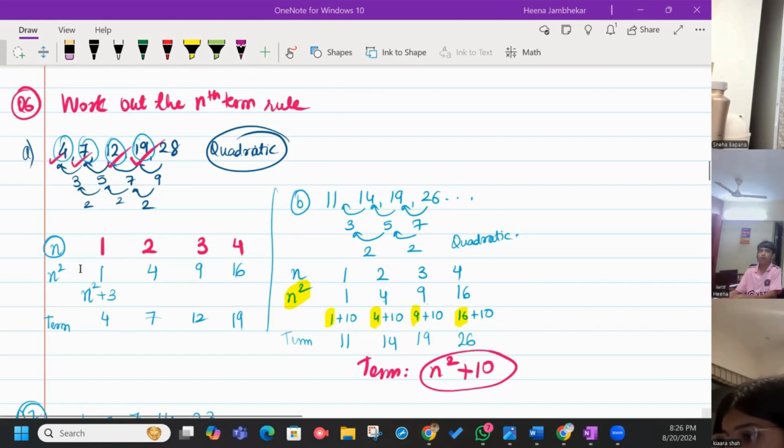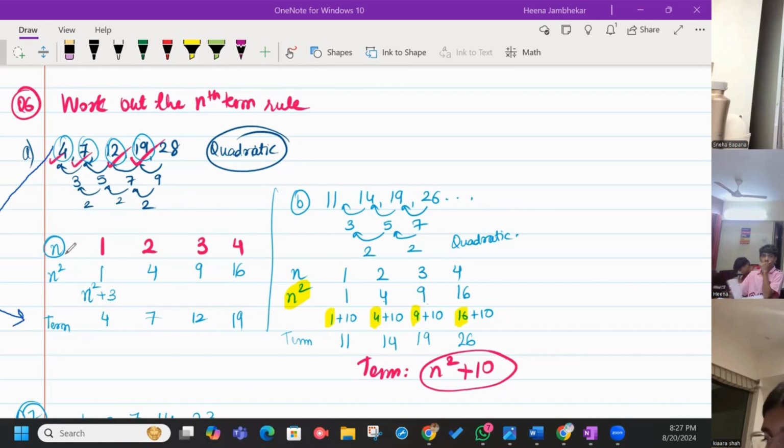So n square is 1, 4, 9 and 16. Are you understanding this? So to find the term to term rule, you first took the n and then you did n square of it, and now to get the same number you are adding plus 3. You should get this answer. Okay, I got it.